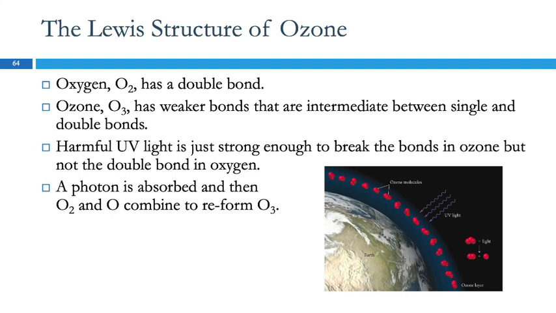So the photon of ultraviolet light gets absorbed, the ozone breaks into oxygen molecules and oxygen atoms, and then those go on to recombine and reform ozone. And so ozone is shielding us from a lot of the ultraviolet radiation from the sun. I think it's kind of cool.